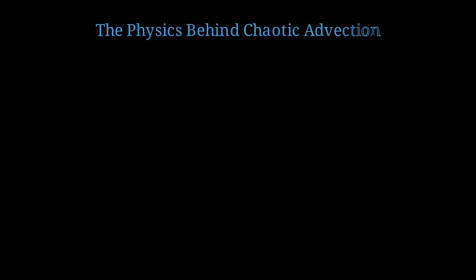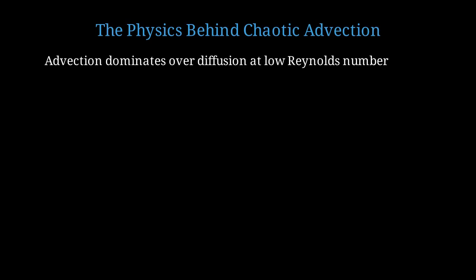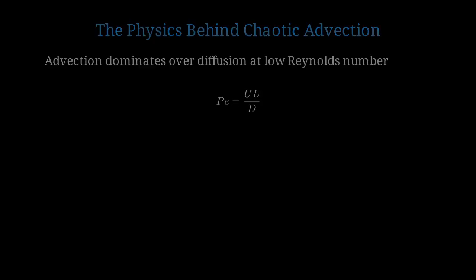Let's dig deeper into the physics. Why do these methods work so well? Even though the flow is laminar, advection, the transport of material by fluid motion, is still much faster than diffusion. The Péclet number equals UL over D. This dimensionless number compares advection rate to diffusion rate.